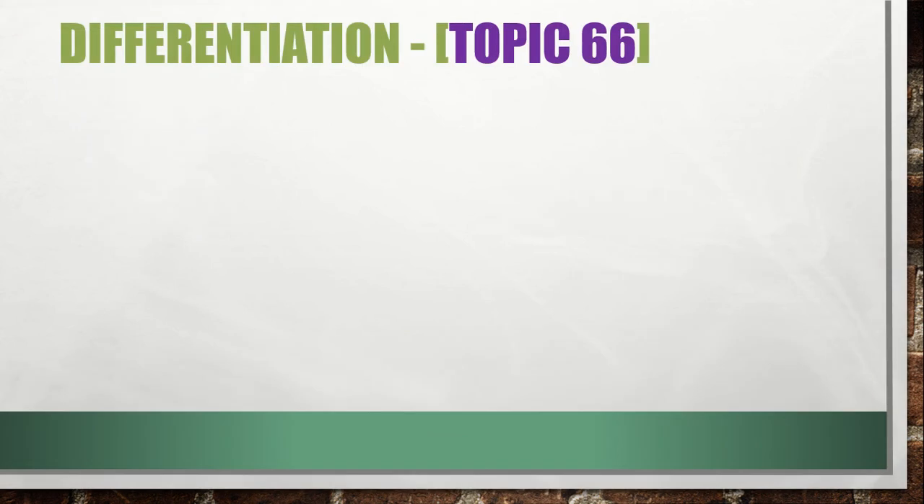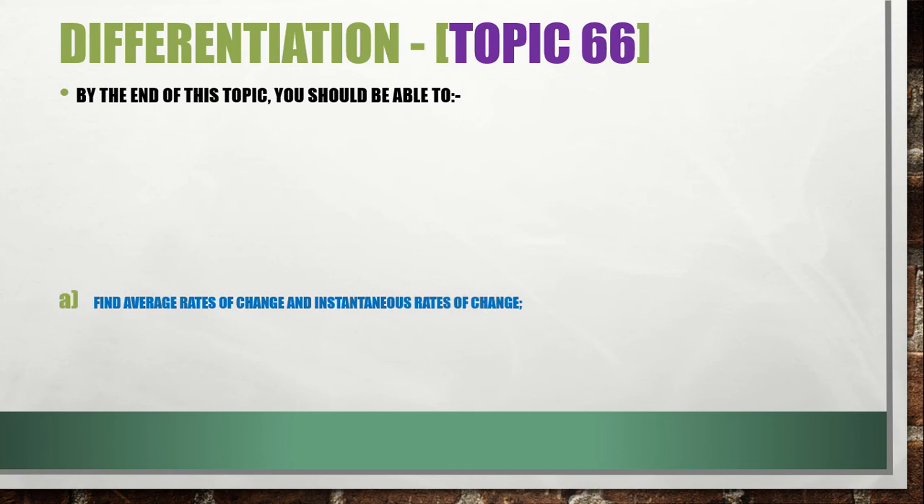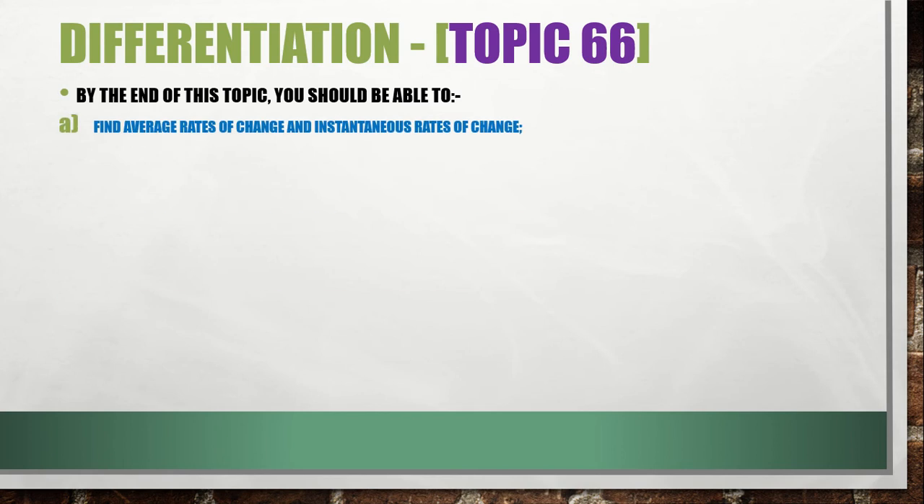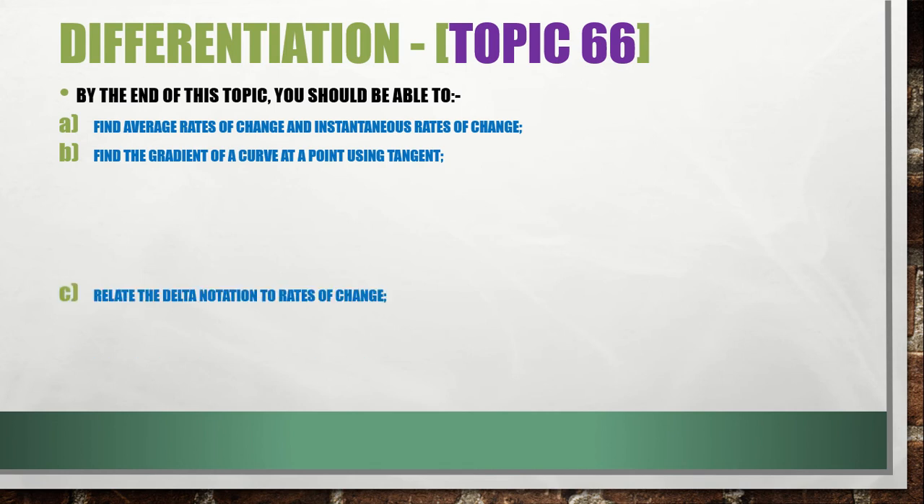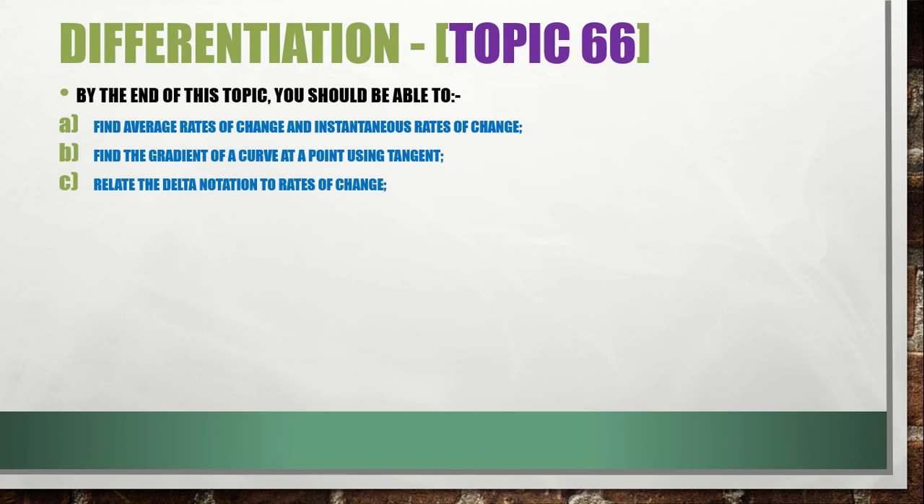Now, focusing on our specific objectives, to be able to see what we have achieved so that we can wrap up differentiation. By the end of this tutorial, you should be able to find average rates of change and instantaneous rate of change, which was covered earlier in the course. Finding the gradient of a curve at a point is also another thing that has been covered. Relating delta notation to rates of change also has been covered.